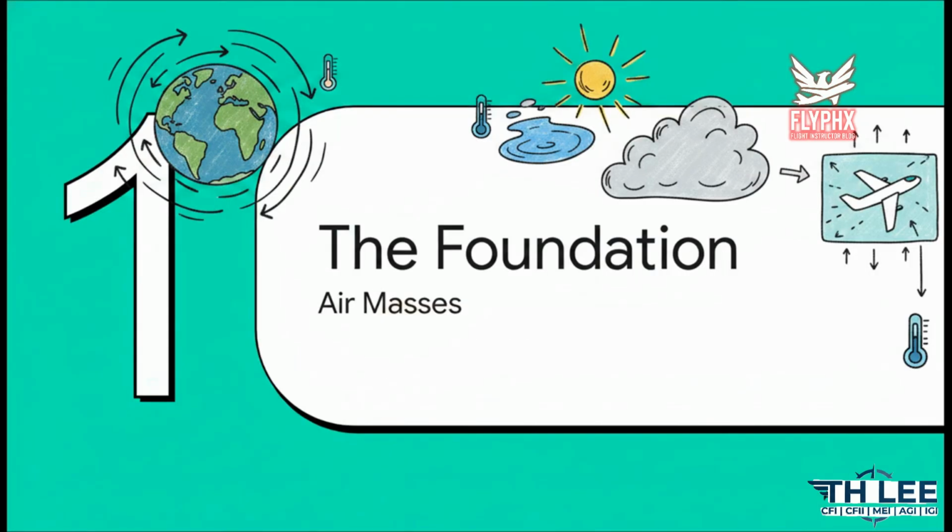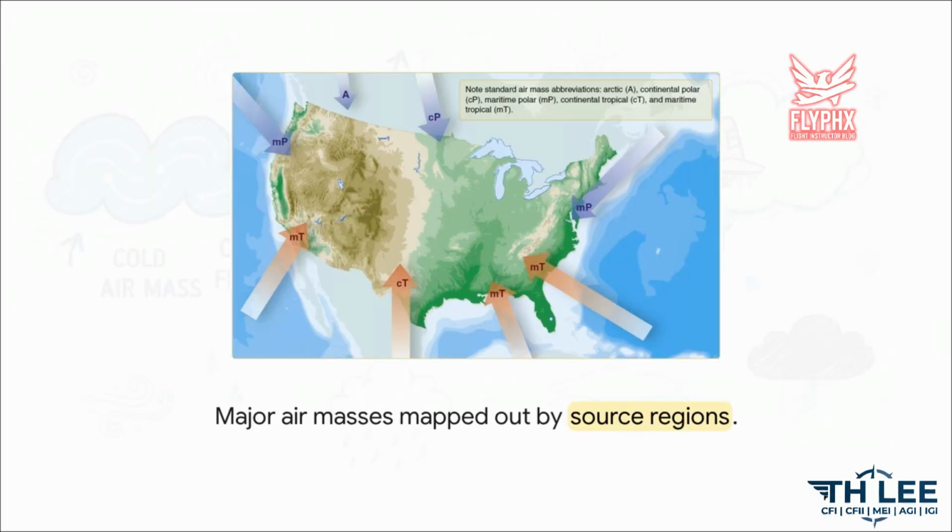Section 1, the foundation, air masses. Before we can even begin to understand fronts, we have to understand what actually creates them. An air mass is exactly what it sounds like. It's a massive body of air that stays in one place long enough to take on the exact heat and moisture levels of its source region. Now, what's really interesting about this is that these invisible giants don't just stay put forever. Eventually, they move out. And when they do, they drag their native temperature and moisture profiles right along with them across the map, fundamentally altering the weather wherever they go.